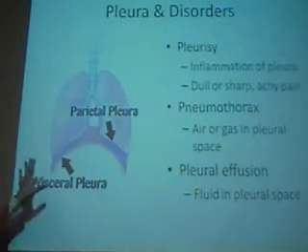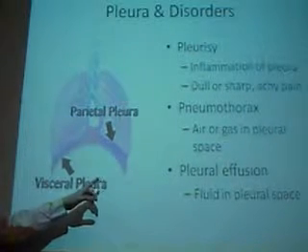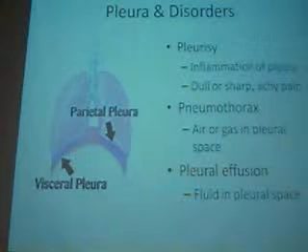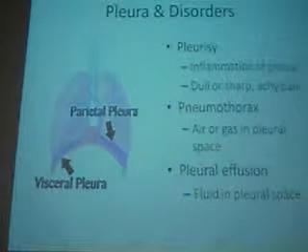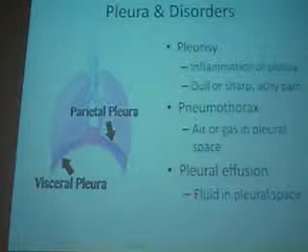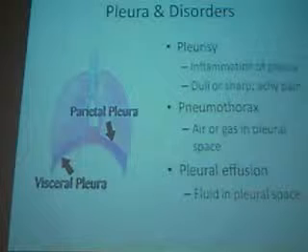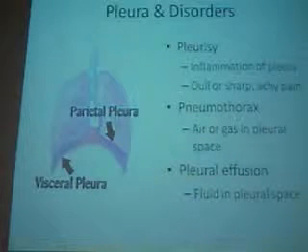We're going to ignore the picture and talk about what's written here. You've probably heard of pleurisy before. Pleurisy is an inflammation of those pleura. So if they become inflamed, instead of lubricating and gliding past one another, those membranes can actually become swollen. So instead of gliding, they're rubbing past one another.